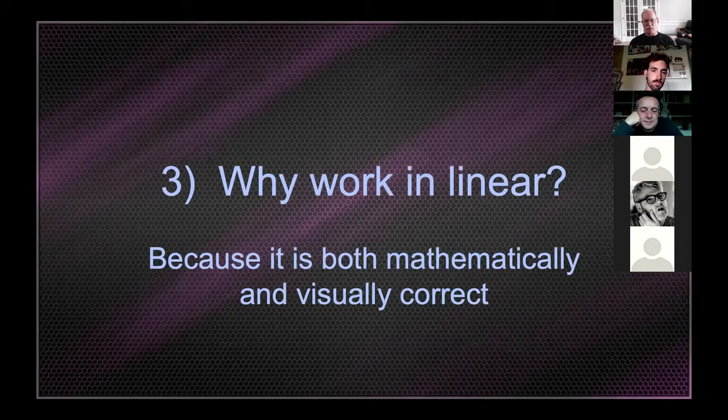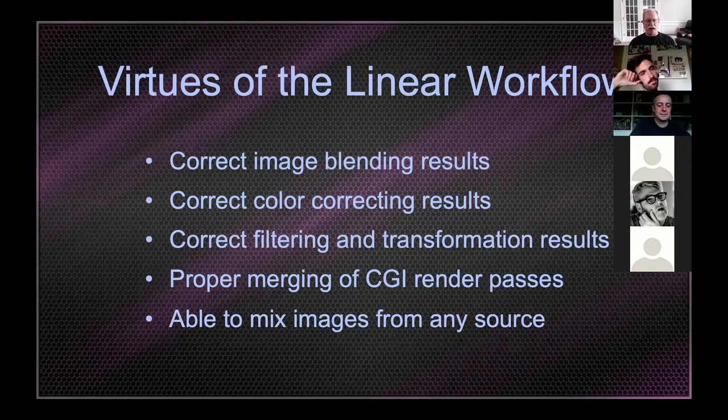So why do we have to work in linear? Because it is both mathematically and visually correct. Here are the virtues of the linear workflow. You get correct image blending results. You get correct color correcting results. You get correct filtering and transformation results. The proper merging of CGI render passes, and you are able to mix images from any source. Because remember, we're bringing in log film scans, ProRes Rec 709, a photograph that's in sRGB, a picture of my mom, and we're putting them all together in one composite. Well, try combining those images, leaving them in their original color spaces. You'll never get them to match. But make everybody linear, then they play nice together. And the results are then converted back to some display color space.